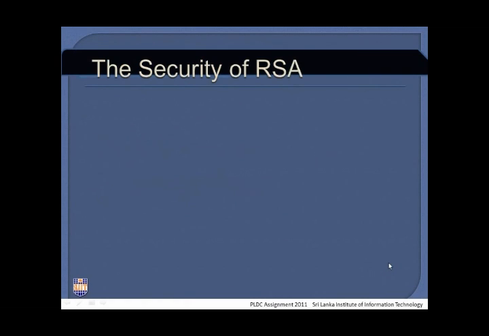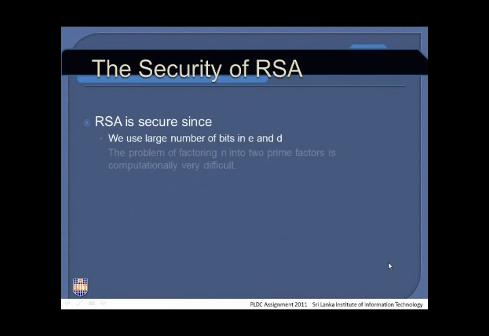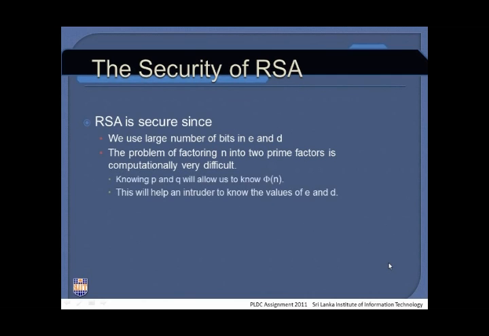The security of RSA. When considering the security of RSA, it is clear that RSA is very secure since we use large numbers of bits in E and D. Still, there is a problem of factoring n into two prime factors. This problem still cannot be computationally tracked.